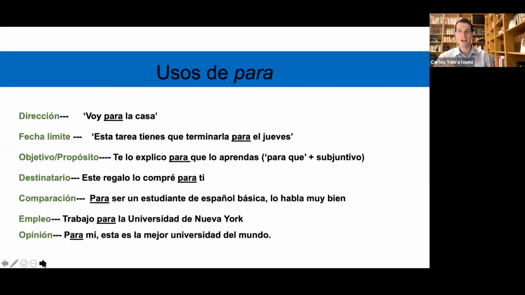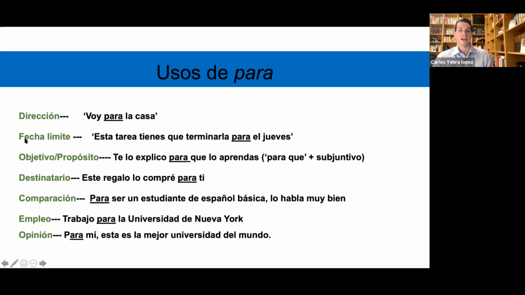Let's begin with para. What are the uses of para? So we use para in Spanish for dirección, for directions. So for instance, if I say voy para la casa, it means I go towards home. I go home. So voy para la casa in order to express the direction in which I'm walking.